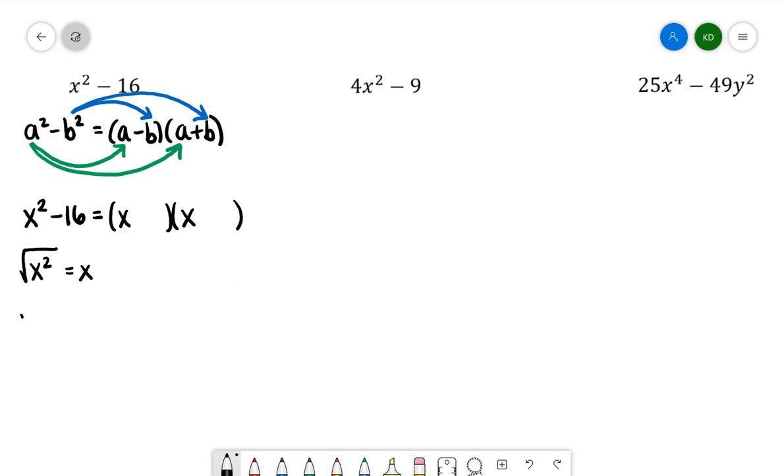Next, I'm going to look at 16. What is the square root of 16? Well, that is 4. What I should notice here is that in my formula, one of these factors is subtraction and one of these factors is addition. The order that this happens in doesn't really matter as long as one is negative and one is positive. So what we'll have here is minus 4 and plus 4. And now you have the factored form of this polynomial.